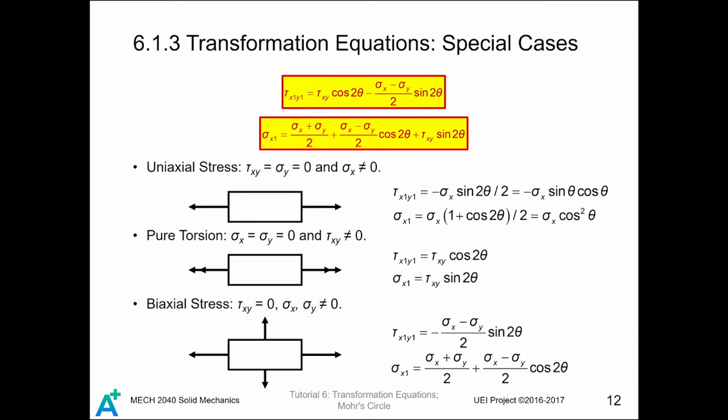Another relatively special case is biaxial stress. That is, there is no shear stress, and the direct stresses are both non-zero. In this case, we can eliminate those two terms in the formula. Therefore, we can obtain the shear stress on the inclined plane as well as the direct stress in the x1 direction by those two formulas, which are obtained by directly removing those two terms.